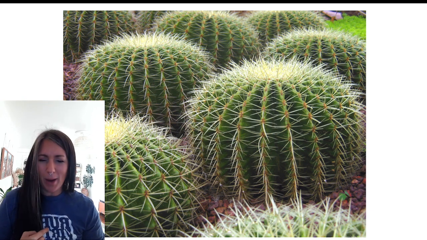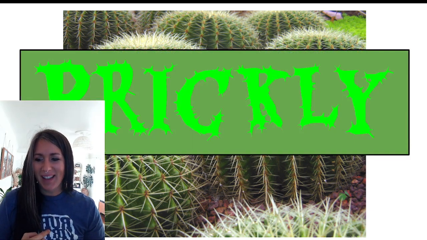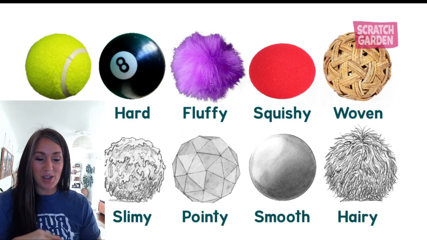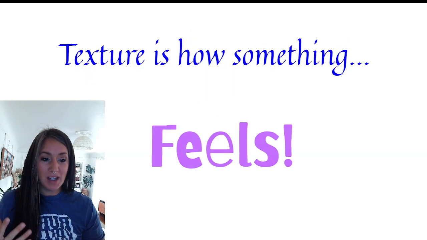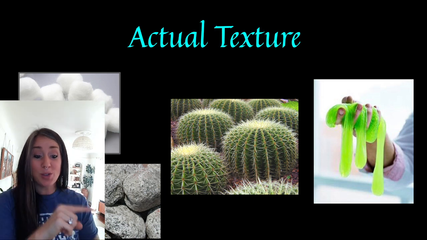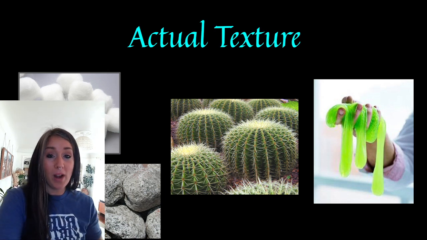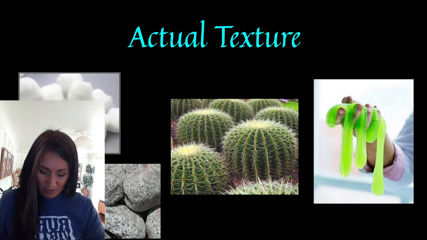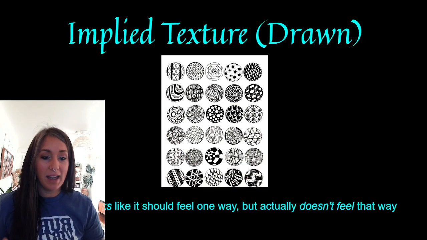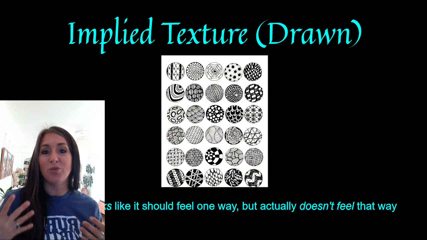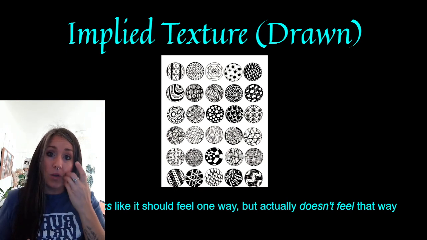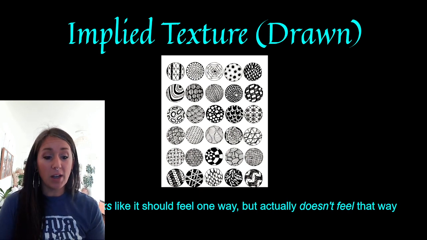Oh, I probably know why. Let's talk about the difference. So here's all of our different textures, right? Let's talk about the difference between actual texture, like when I'm actually touching something, versus implied texture, which is usually going to be drawn. Or in the case of what we're going to be doing today for this project, it's going to be graphic arts, right? It's going to be on our computer.